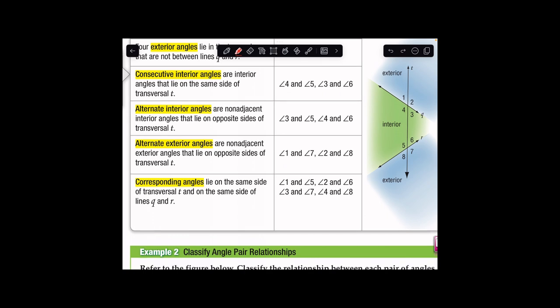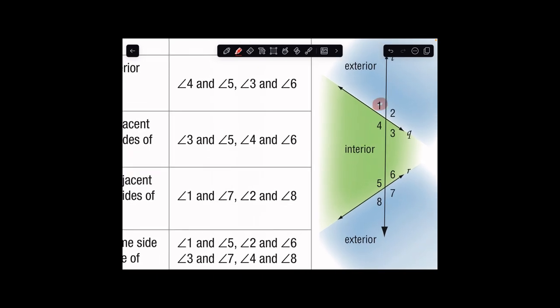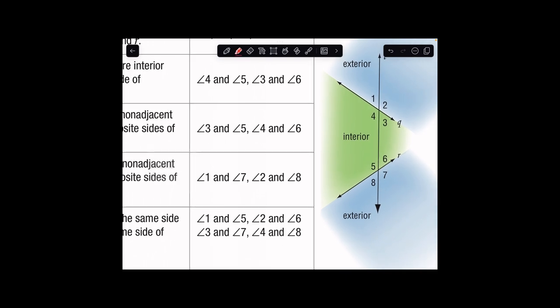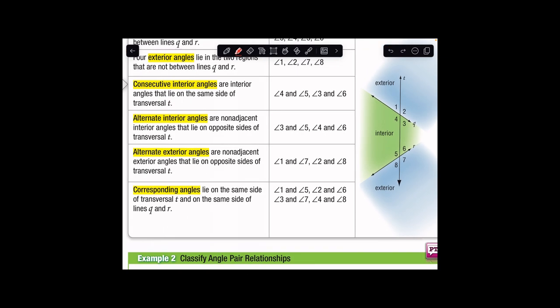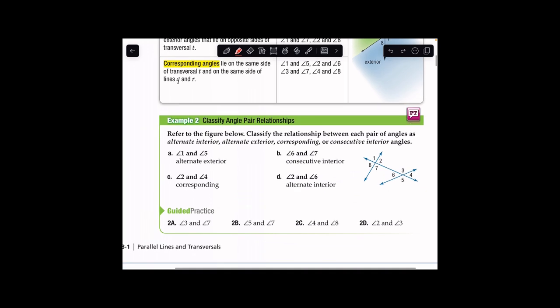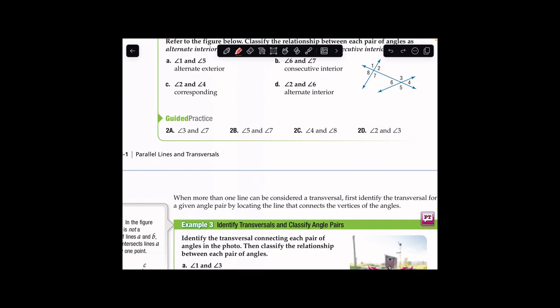And finally, corresponding angles lie on the same side of the transversal T and on the same side of lines Q and R. They are in the corresponding corner of the intersection. So angles 1 and 5 are corresponding. They're both in the upper left corner. Similarly, 2 and 6 are both the upper right. 3 and 7 are the bottom right corners. And 4 and 8 are corresponding angles. They are both in the bottom left corner of their respective intersections. Again, we will come back and practice the examples in part 2.